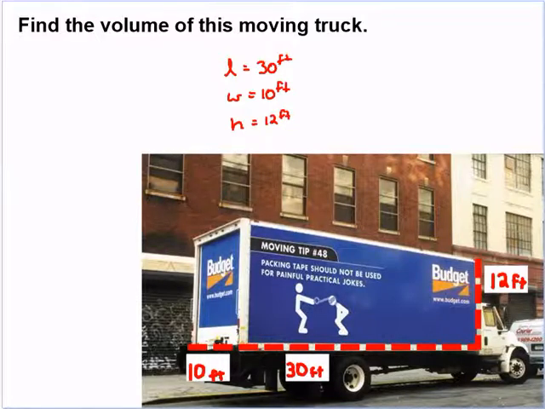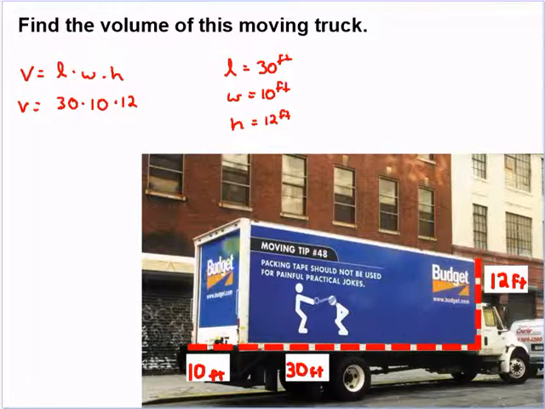Now we remember that our formula for volume of any rectangular prism is length times width times height. Now maybe you've already calculated this. Hopefully you can do it before I can. We have a length of 30. We have a width of 10. And we have a height of 12. So volume is going to be equal to those all multiplied together.